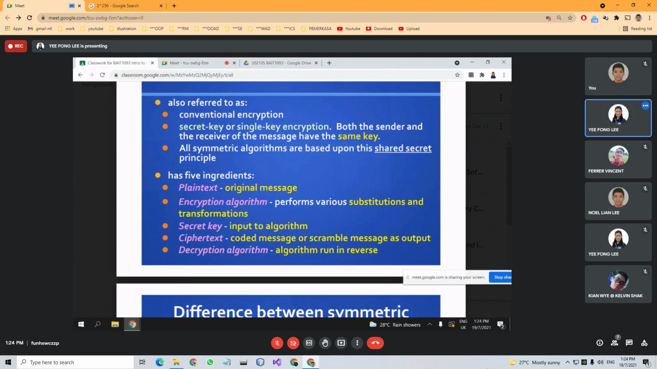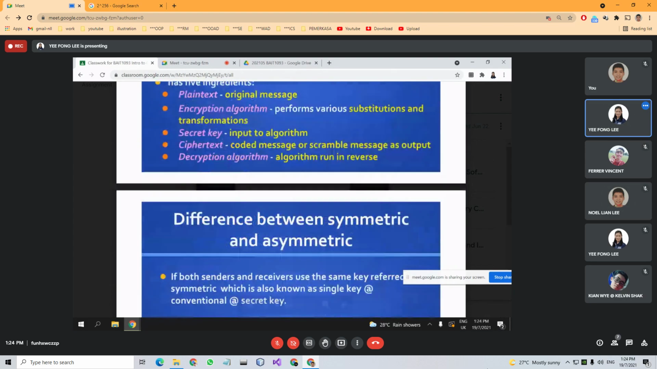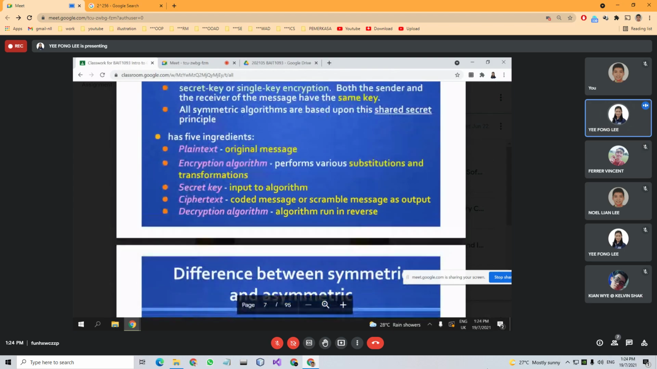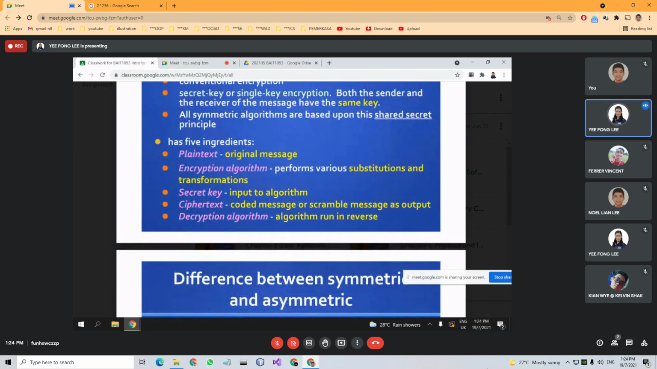Am I talking too fast? No? Okay, understand? The five ingredients, five components.